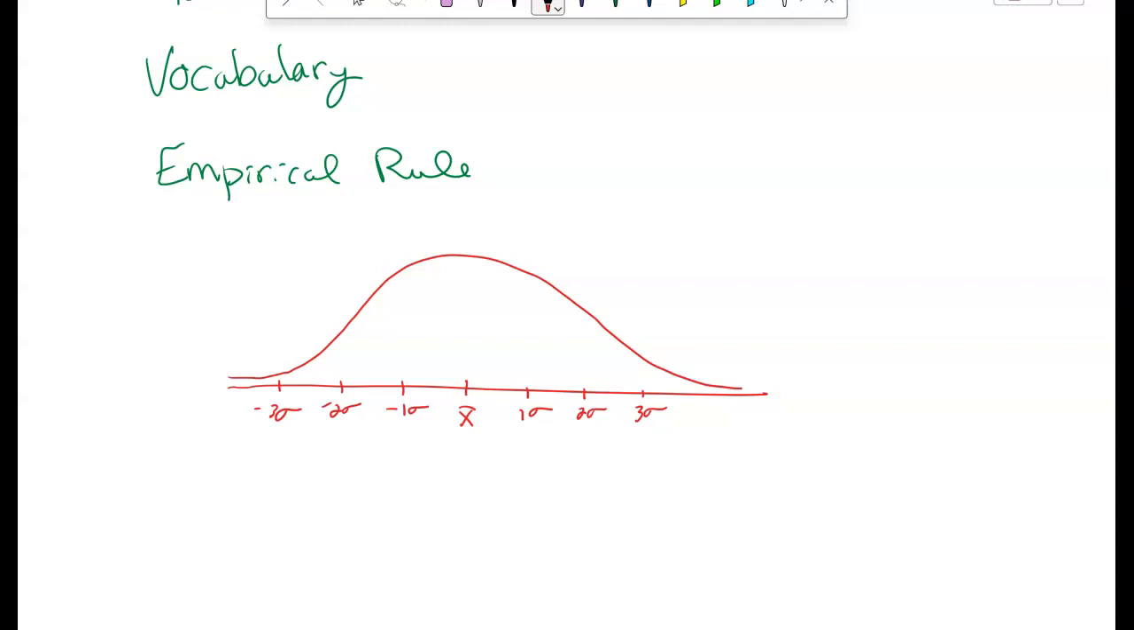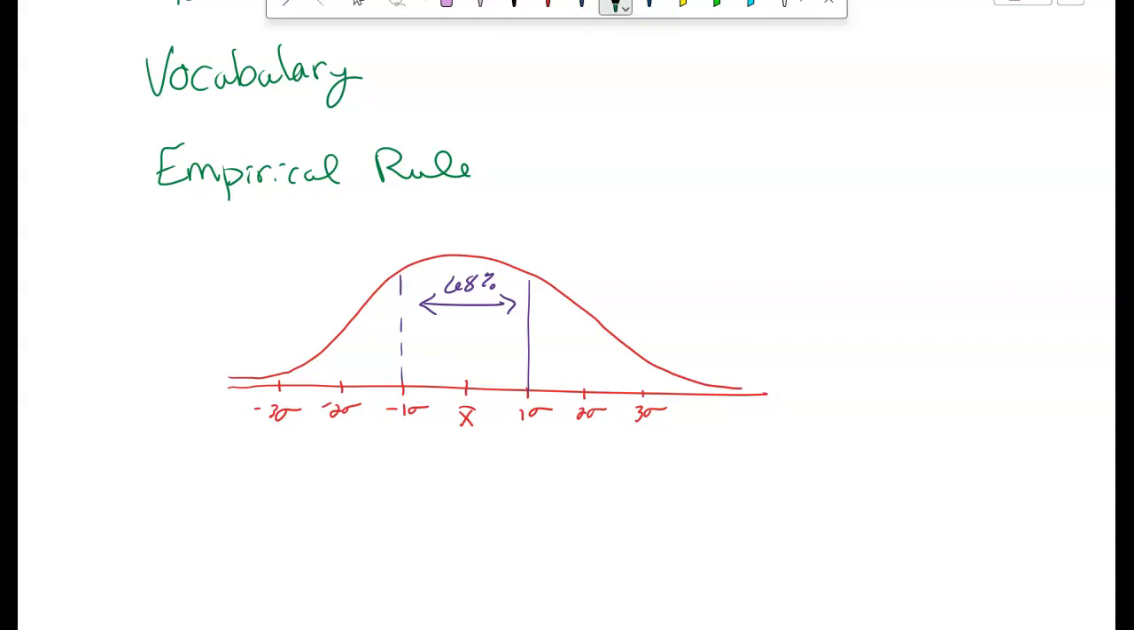Now, what does the empirical rule tell me? The empirical rule says, if I'm within 1 standard deviation on both sides of the mean, how much of my data am I using? I should expect 68% of my data is going to be there. Fair? Yeah. All right, perfect.